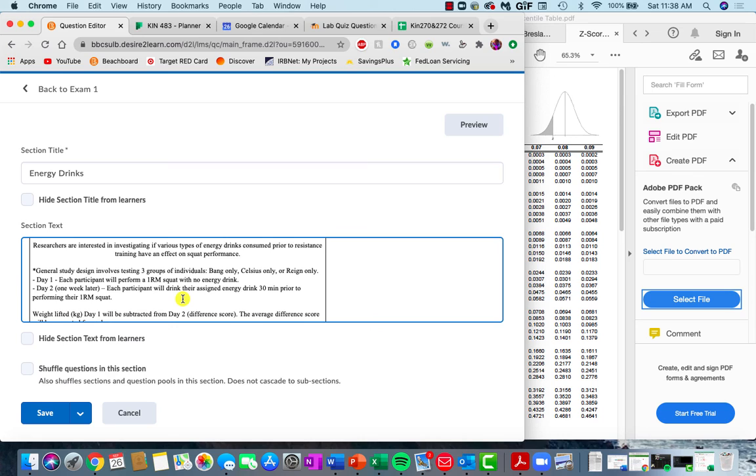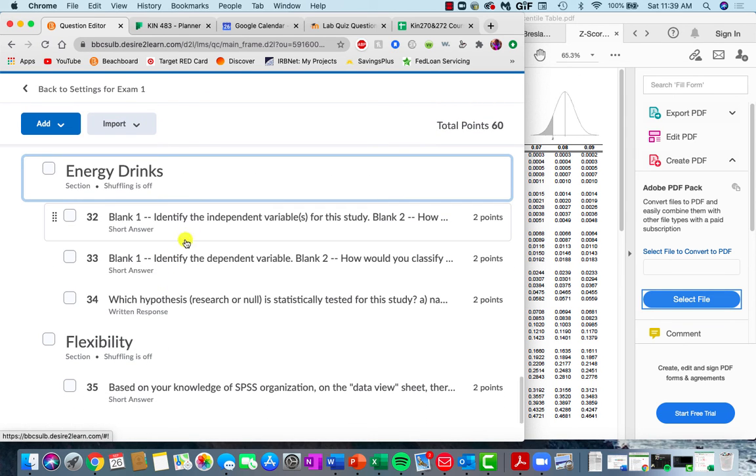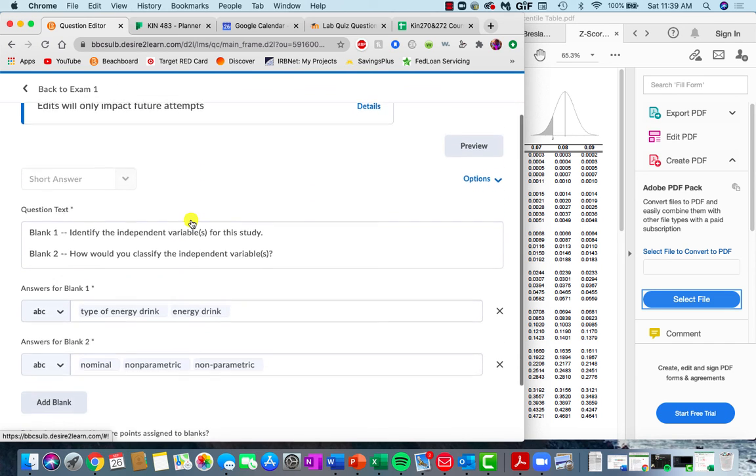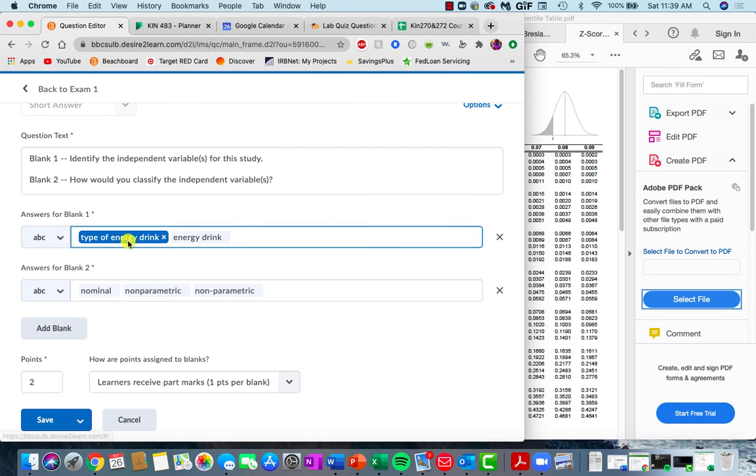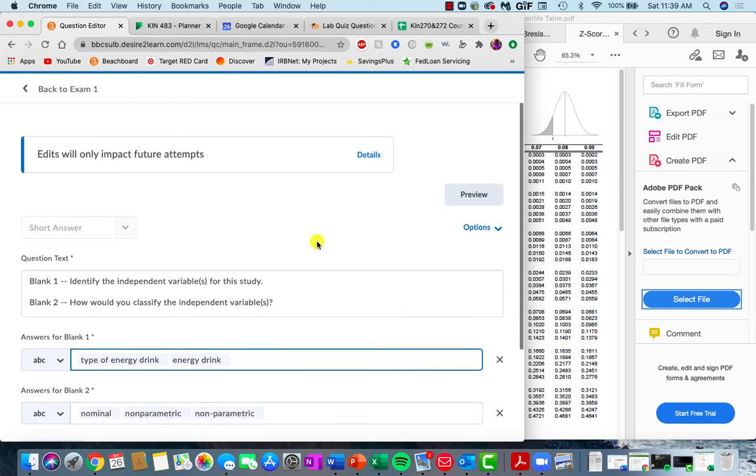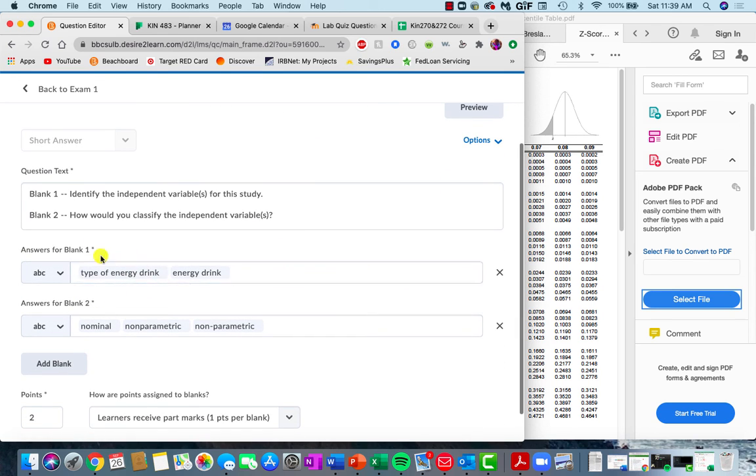So it would have asked you, still comparing the three different energy drinks, but also looking at time of consumption prior to a workout. So, acceptable questions in this area were automatically graded wrong. It should have been type of energy drink, right? Or time of consumption. That was not included. With the new version, I only had one independent variable, so it wasn't a big deal.